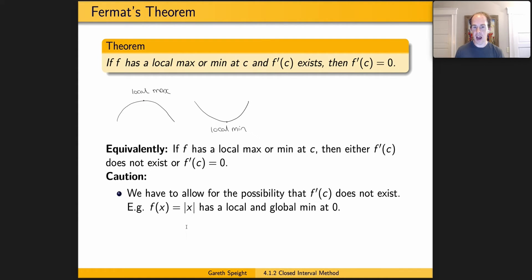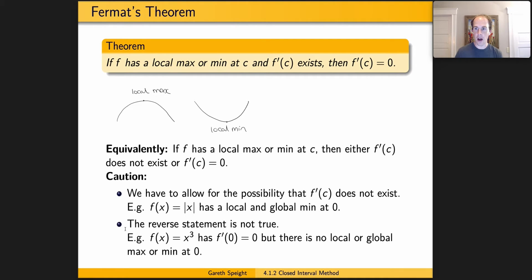For instance, if we consider absolute value of x, which is a V shape, it has a local and global min at 0, but it's not differentiable at 0 because it has a corner there. So we have to include this possibility that f prime of c might not exist when we search for our maximum and minimum. And the reverse statement is not true, as we just said. Local max and local min lie among these points, but not every one of these points on the right is a local max or local min.